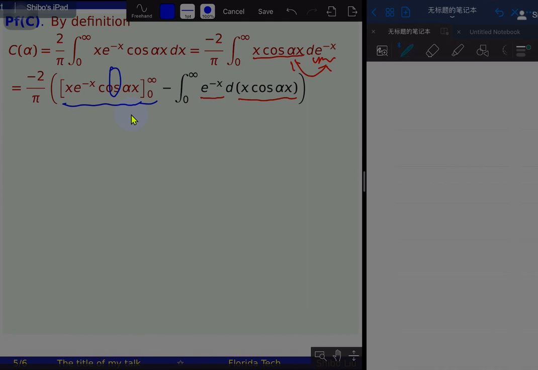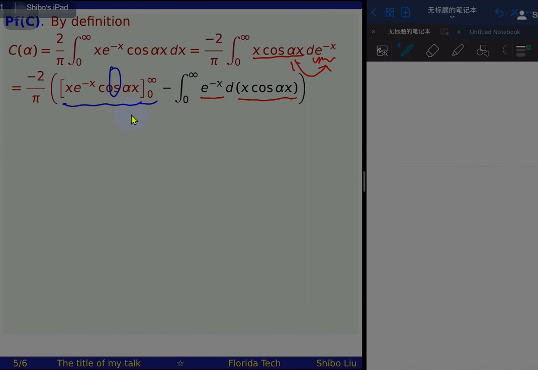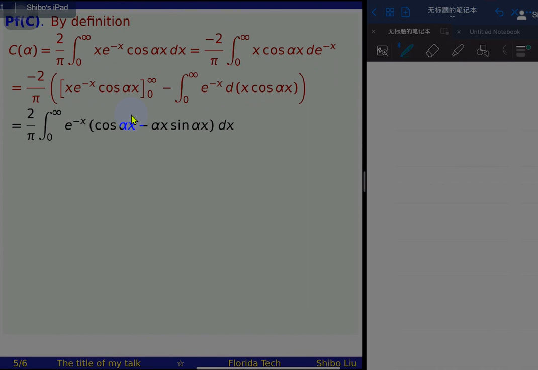Now the first term, we know from our previous example that this is 0. When x is 0, because there is a factor x here, it is 0. And when x is at infinity, x times exponential minus x goes to 0 very fast. Therefore, altogether, this goes to 0. So this term is 0. So now we compute the differential here.